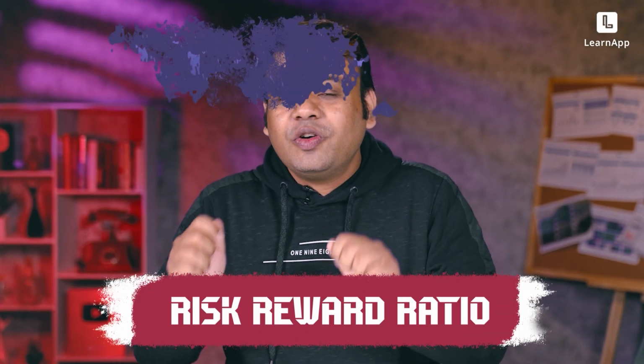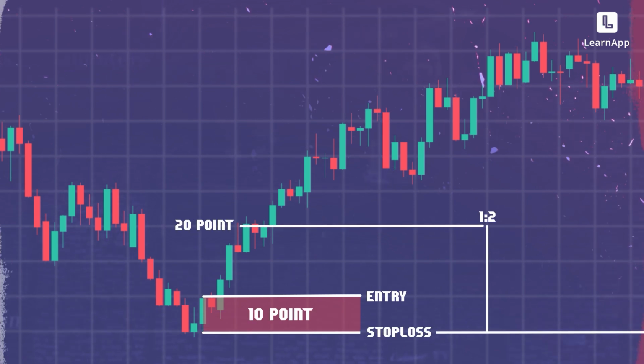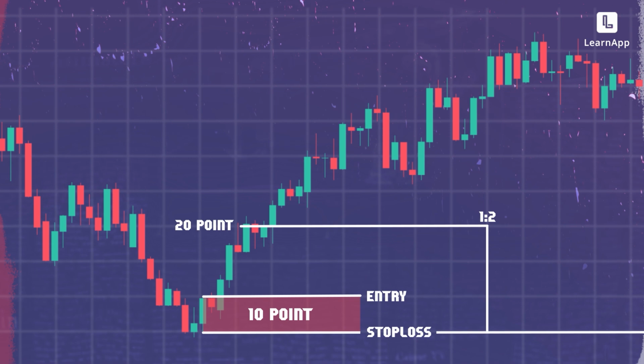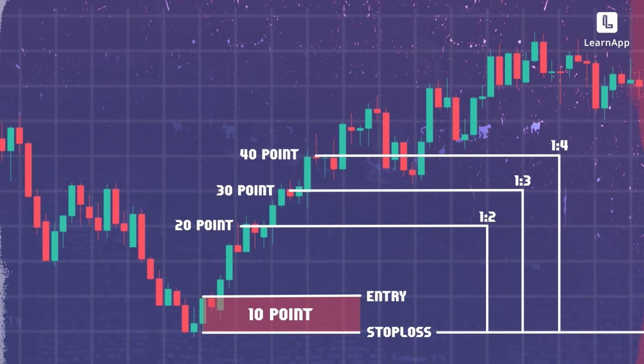A very popular way is to have a predefined exit based on risk-reward ratio. For example, if your stop loss is 10 points, you keep your exit at 20 points if your risk-reward is 1:2, or 30 points if your risk-reward is 1:3, or 40 points if your risk-reward is 1:4. The problem with this method is that we are restricting our profits. Our stock can go well beyond our pre-decided 20, 30, 40 or even 50 points, and we will miss out on some really hefty profits.